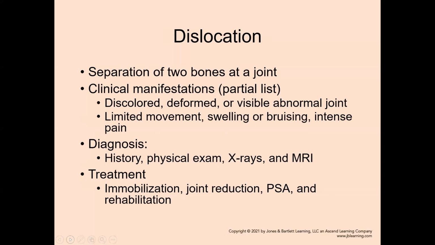You may notice with these that they have a discolored area, deformities, a visible abnormal joint. They will have limited movement, swelling and bruising, and intense pain. Diagnosis is made by history and physical. Probably start with some basic x-rays and then, if needed, an MRI. Treatment includes immobilization, joint reduction, PSA's, pain control, and rehabilitation.